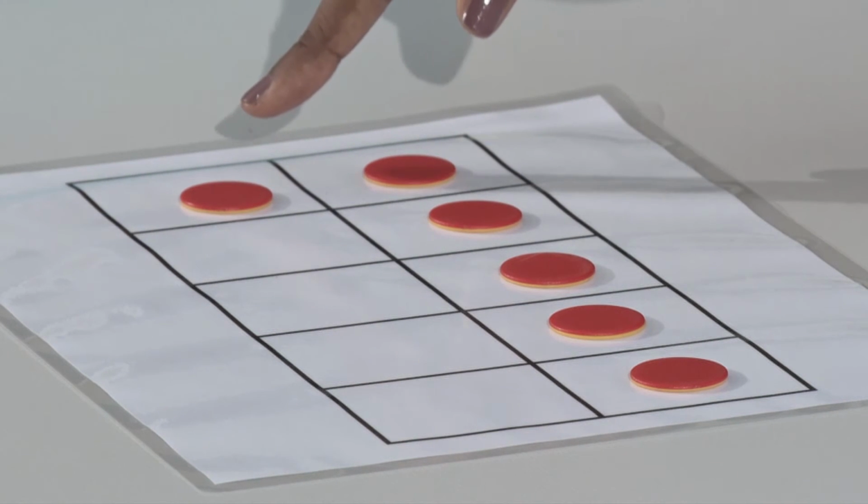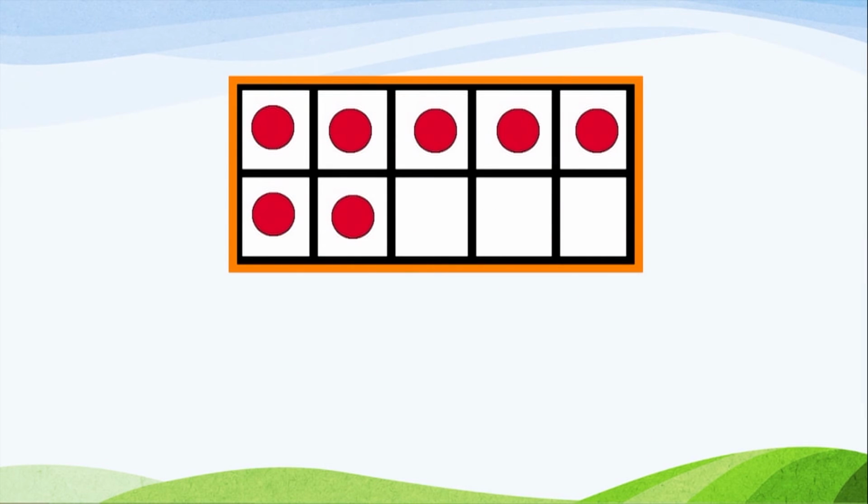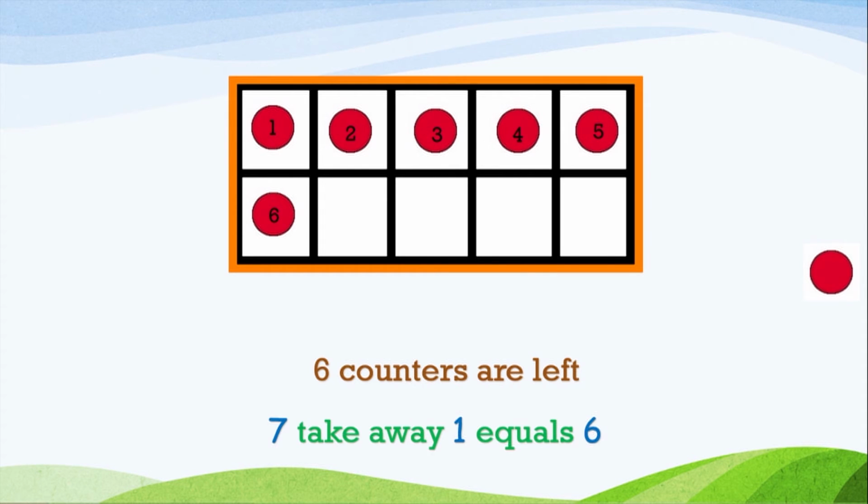Did you get 6 counters? You are correct. 7 take away 1 equals 6. There are 7 counters and we are only taking away 1. 4, 5, 6. 6 counters are left. 7 take away 1 equals 6.